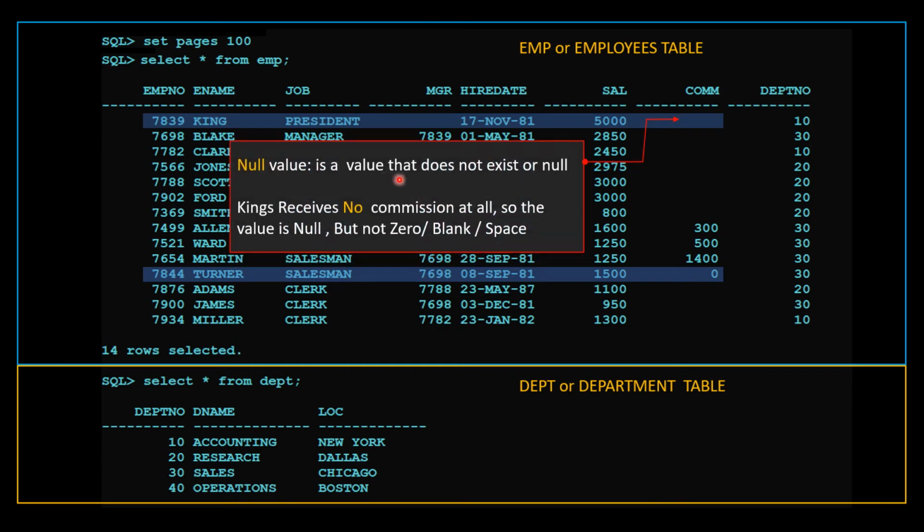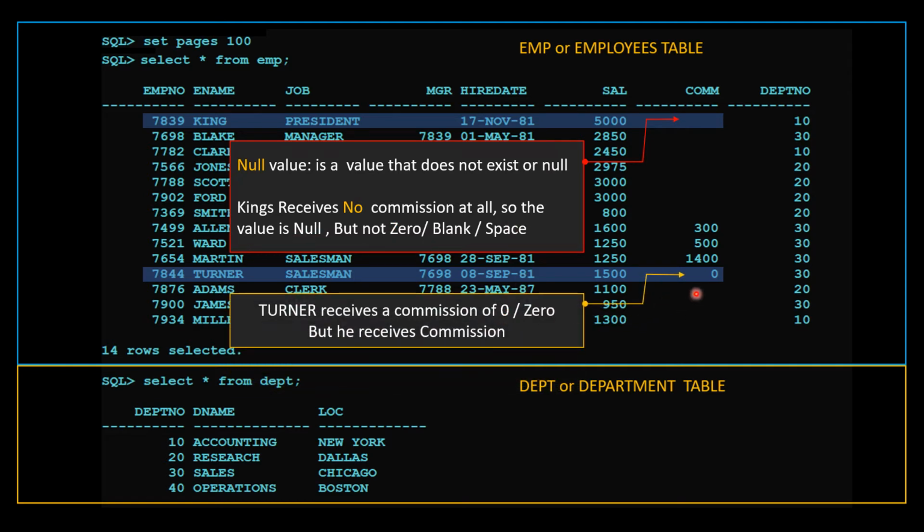See, null is a value that does not exist. King is getting no commission, so the value is null. Turner is getting 0, correct, but he receives a commission.